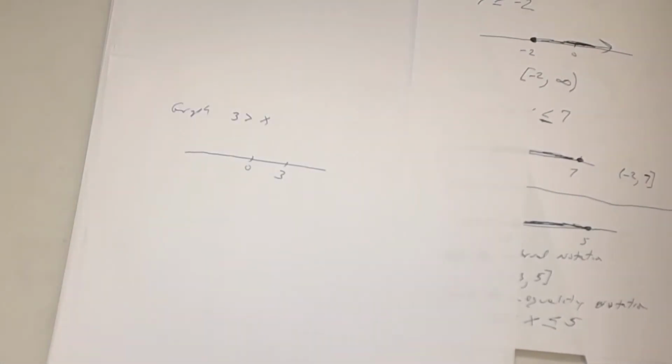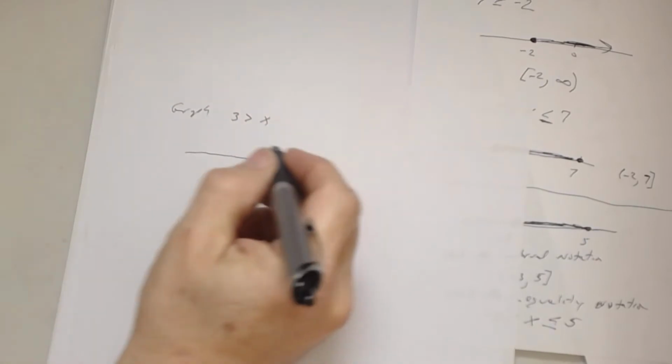The easy part for you is to tell me whether it's an open or closed circle. Is it open or closed? Open because there's no equal sign. So I'm putting an open circle at 3.